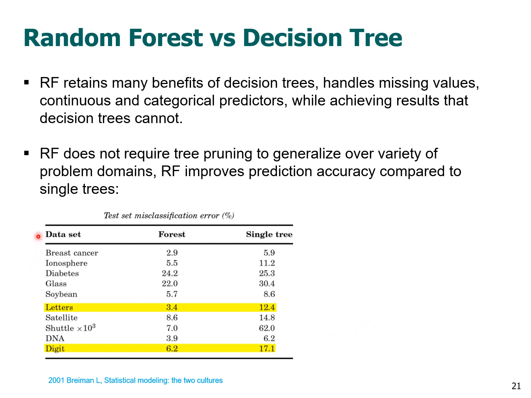This table shows the accuracy between random forest and single decision tree. Actually, these are errors. So for every dataset here, the random forest consistently shows a lower error rate compared to a single decision tree. So random forest provides many advantages, but still it gives us much higher accuracy than a single decision tree.